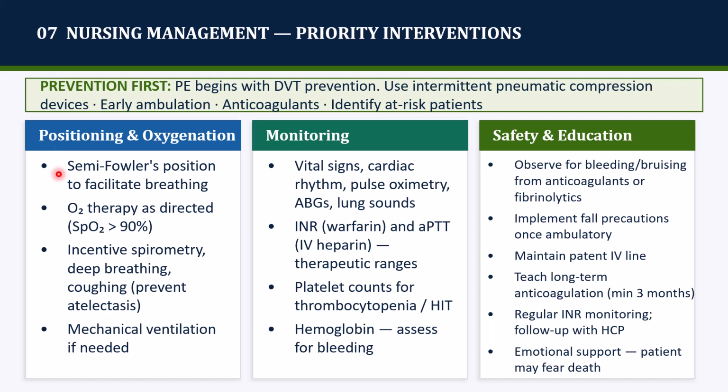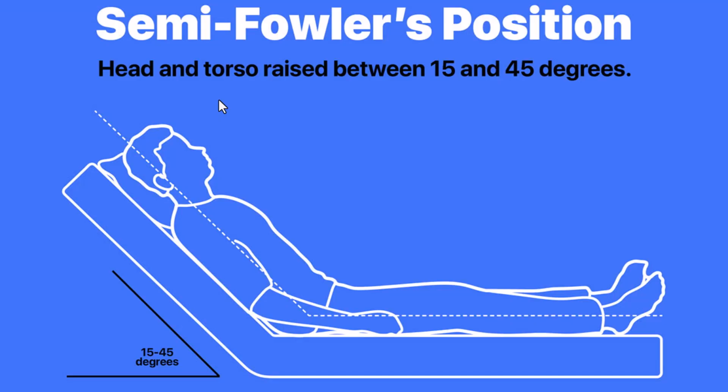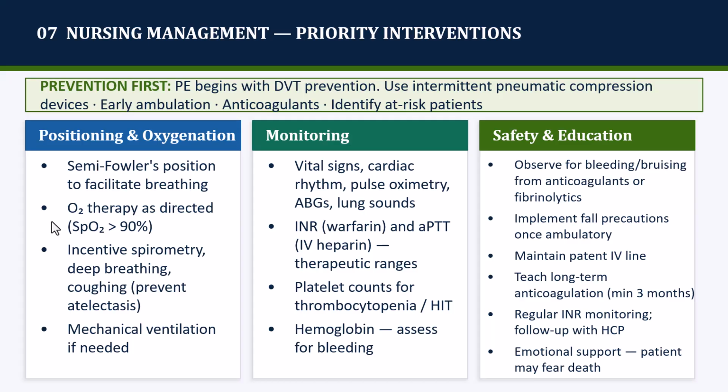Positioning and oxygenation. For the patient who has had a PE, position them in the semi-Fowler's position. You can see the semi-Fowler's position here. Head of bed is elevated around 15 to 45 degrees to facilitate breathing and reduce the work of ventilation. Administer oxygen as directed to keep SpO2 above 90%. This might mean nasal cannula, a face mask, BiPAP, or in severe cases, mechanical ventilation. Encourage incentive spirometry, deep breathing, and coughing to help prevent atelectasis and keep those alveoli open.